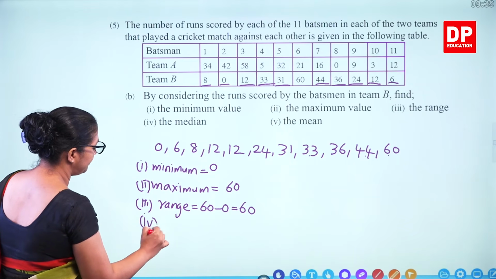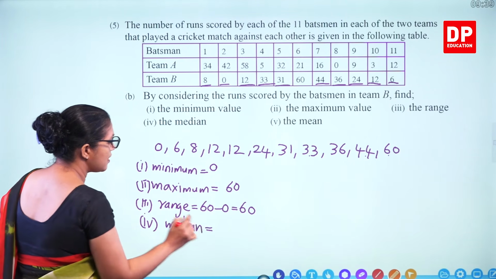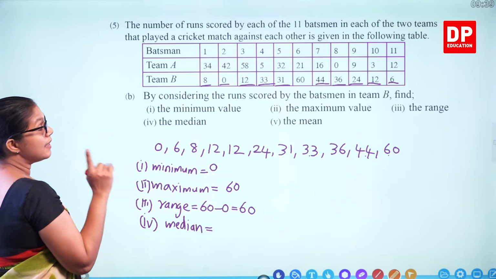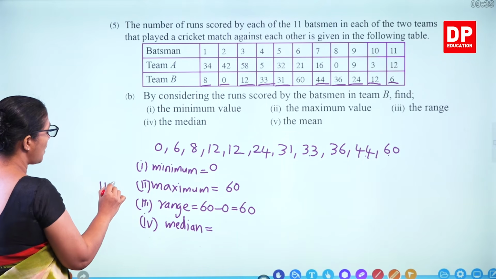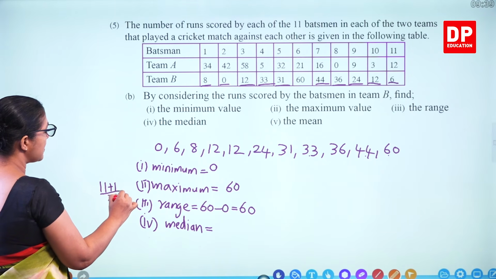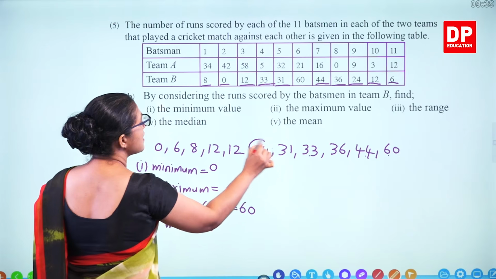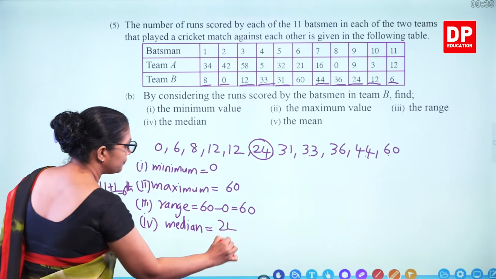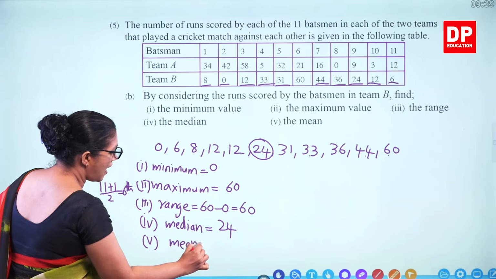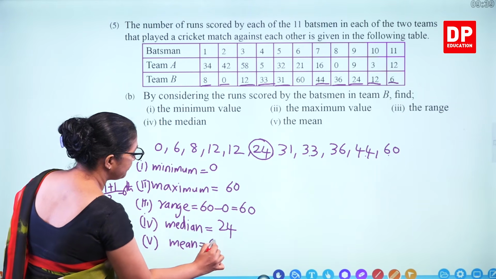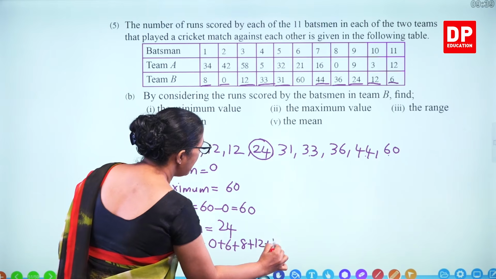Median, middle number. 11 means odd number, 1 middle number. 11 plus 1 divided by 2, that's the sixth one. 1, 2, 3, 4, 5, 6. 24. And the mean value is add everything and divide by 11.